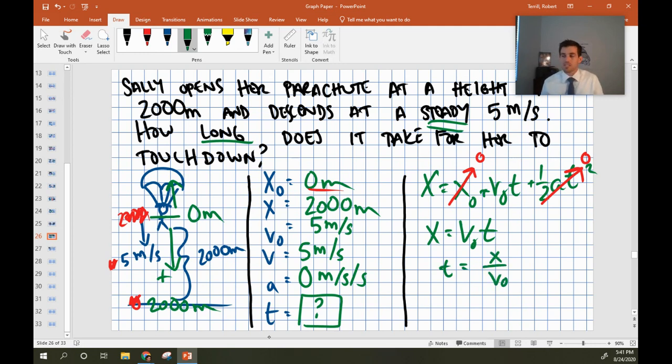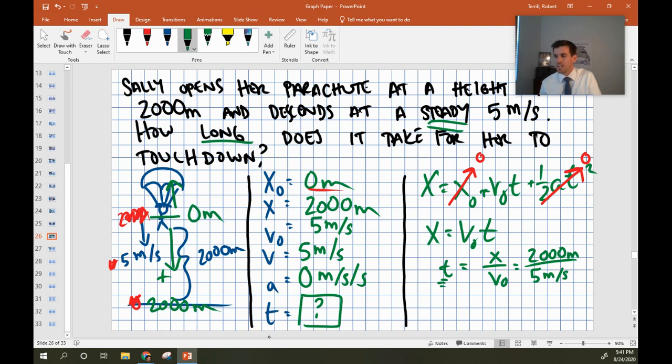Now I can plug in numbers, now that I solved it for the variable I care about. And this should be pretty quick at this stage. I'm just going to do 2,000. That's my x, my final position right there. 2,000 meters divided by 5 meters per second.